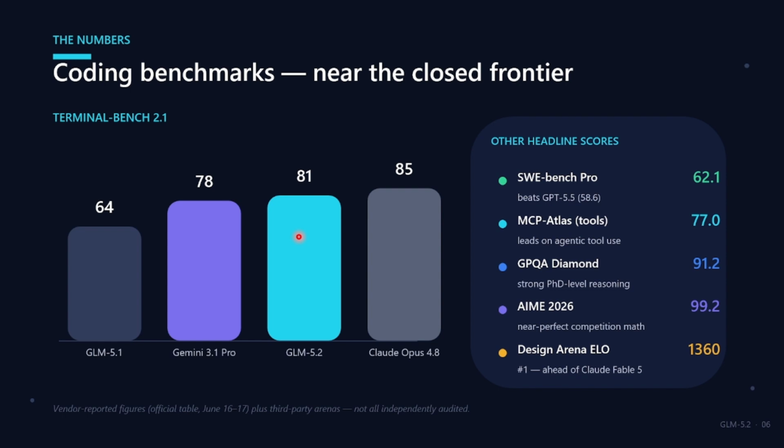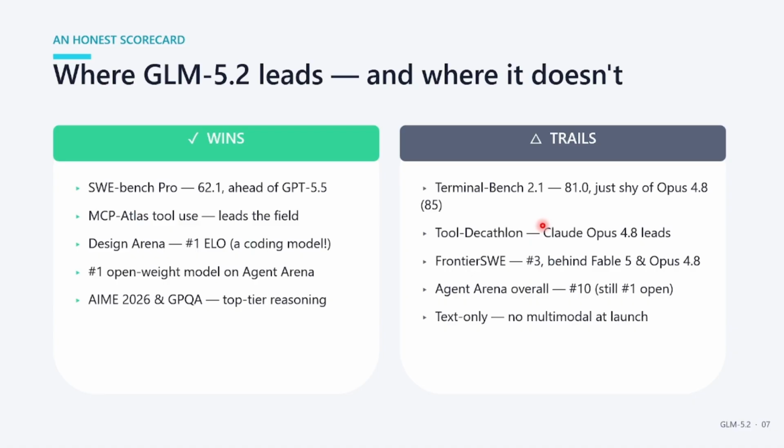Now let's look at the benchmark numbers. The slide says GLM 5.2 scores 81 on Terminal Bench 2.1. It also shows strong scores on SWE-bench Pro, MCP Atlas, GPQA Diamond, AIME 2026, and Design Arena. These results suggest that GLM 5.2 is very strong for coding, tool use, reasoning, and design related tasks. But we should remember that some benchmark numbers are vendor reported, so it is always good to test the model on your own real tasks before making a final decision.